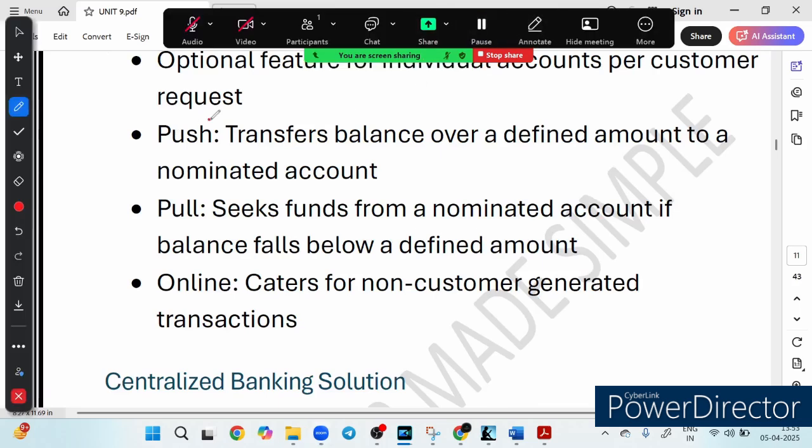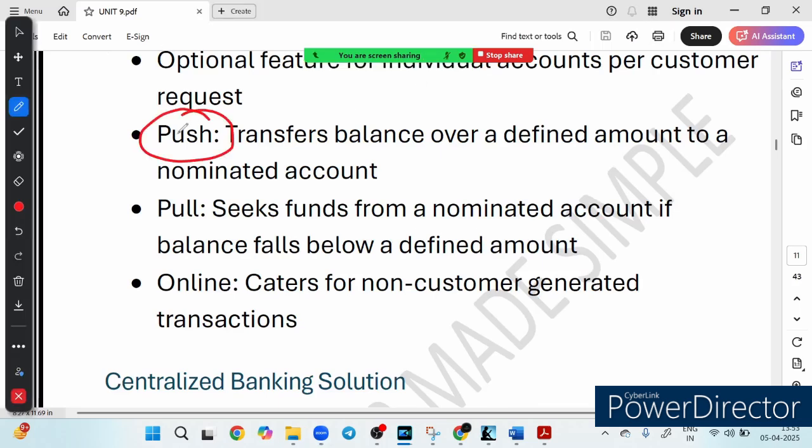What is the meaning of push sweep? When your account balance goes above a certain limit, the extra money is pushed into another account, like a fixed deposit account or a high interest savings account. The benefit is that your idle money earns a better return. And there is pull sweep, which means when your account balance drops below a minimum level, money is pulled from your linked account to maintain it. The benefit is no bounced cheque or charge for insufficient balance.